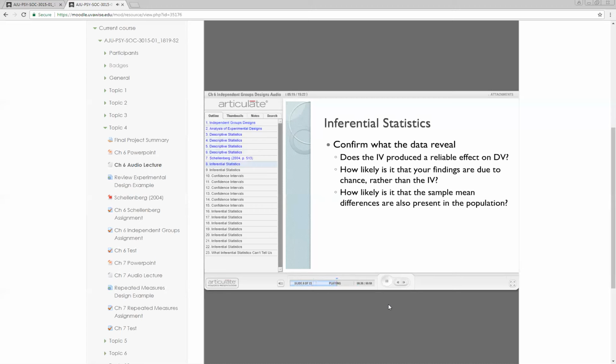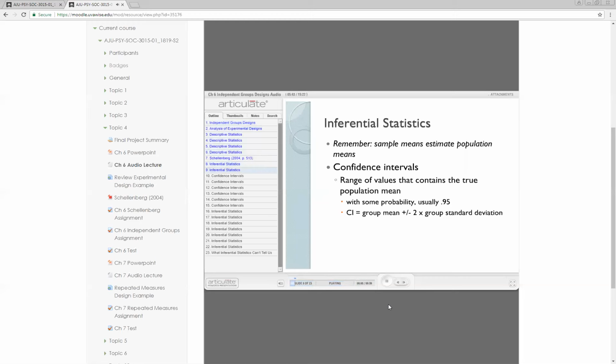They can also answer questions such as how likely it is that you got the findings that you got due to chance rather than the independent variable. So remember, when we're looking at an experiment, just like with the survey, we're going to take a sample of our population. So we want to know, does our sample's results generalize to the population? We can also use inferential statistics to tell us about that. Confidence intervals are the first inferential statistic we're going to talk about.